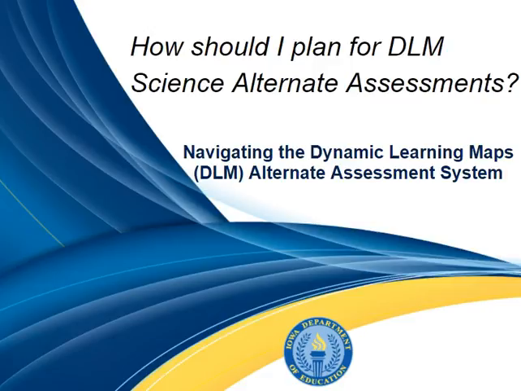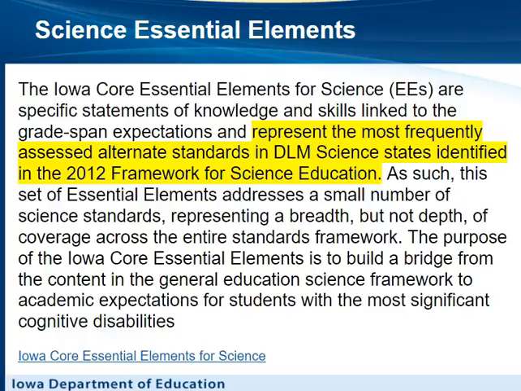We'll talk about the testing requirements that will be in the spring, and also about the science essential elements and some of the instructional components that you'll be addressing to prepare for those assessments. The essential elements for science align to Iowa Core, and they are specific statements of knowledge and skills that are linked to grade level expectations. These essential elements represent the most frequently assessed alternate standards in DLM science states across the consortium that were identified in the 2012 Framework for Science Education.